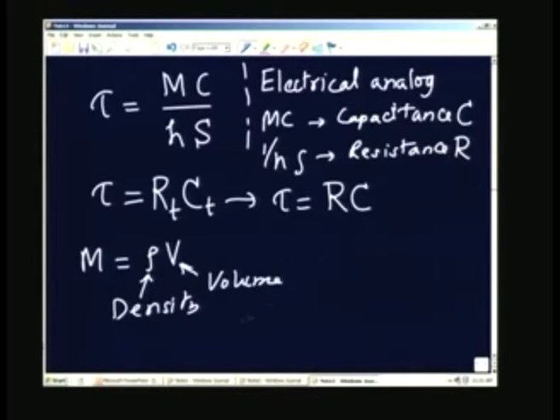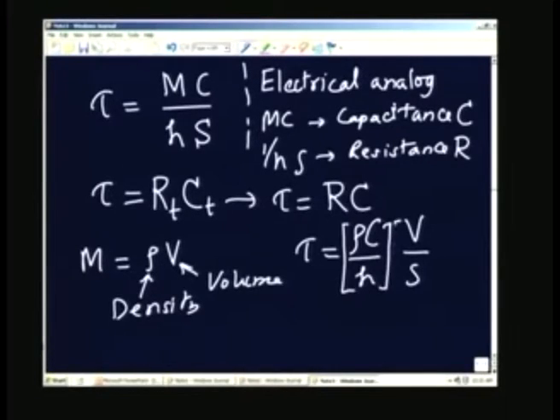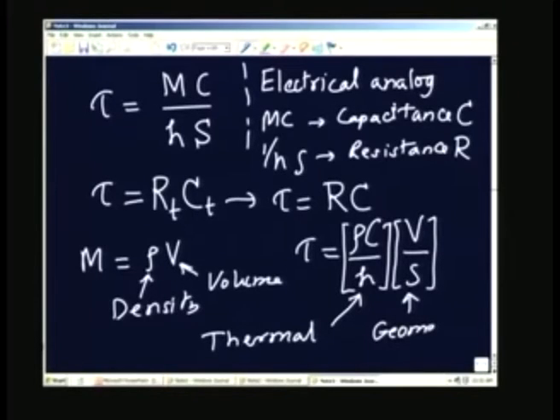So, if I do that, then I can write tau as m is rho into V, I will write rho c multiplied by V divided by h into S. So, I am dividing it into two groups. This first group is thermal in origin, and this is geometrical, which has to do something with the size and the shape of the sensor. So, it is actually the volume to surface area ratio.